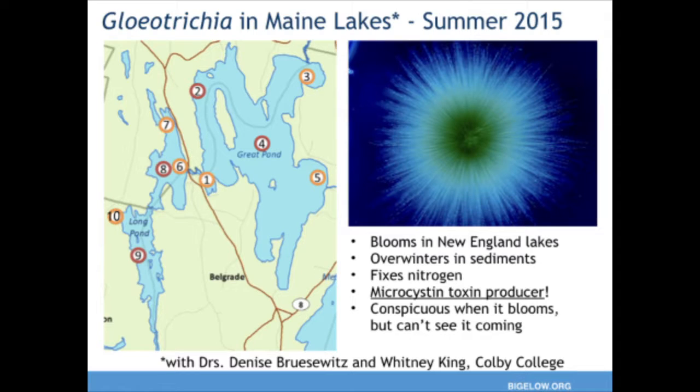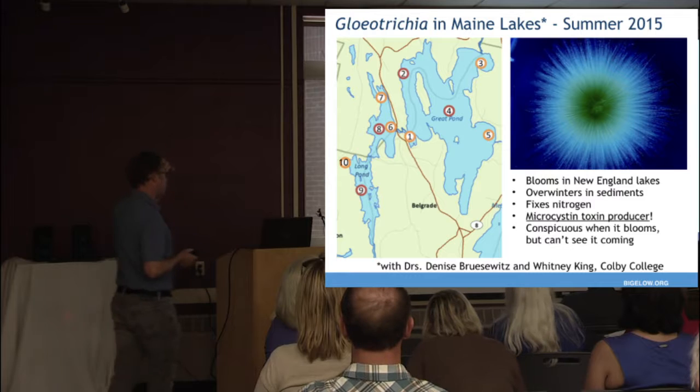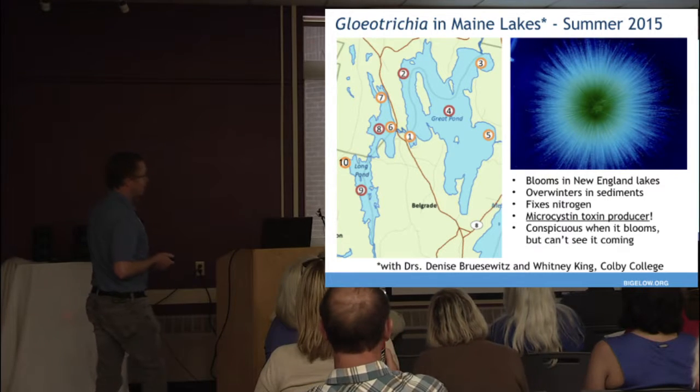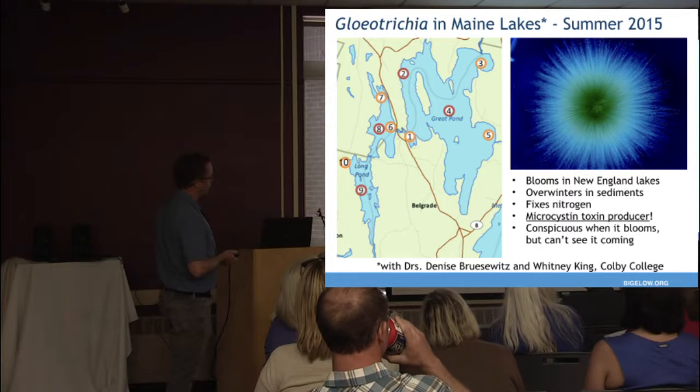Okay, so again, my work started in collaboration with Whitney and Denise in the Belgrade Lakes, and they have a great sampling scheme set up in Great Pond and Long Pond, and the target there was Gloeotrichia. It's a really interesting cyanobacteria. It's filamentous, but all the filaments stick together and form these dense colonies. It actually looks a lot like a marine species that we used to encounter when I worked out in Bermuda.